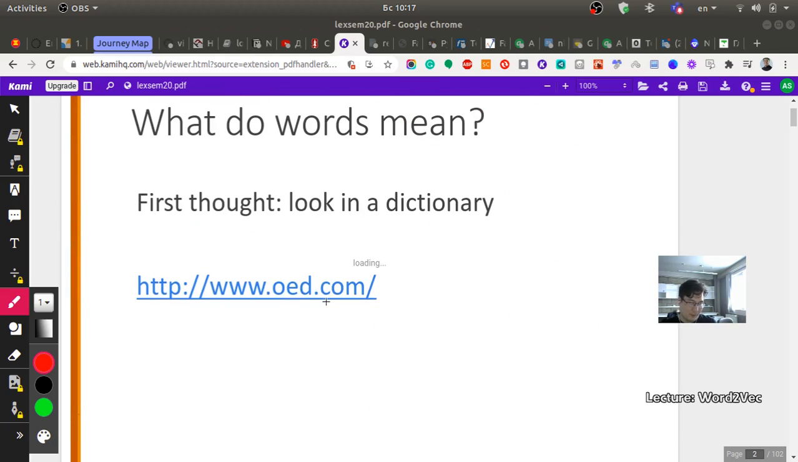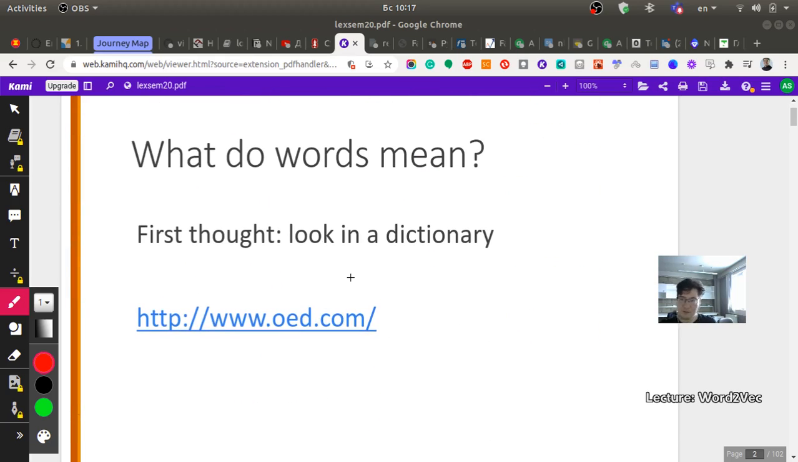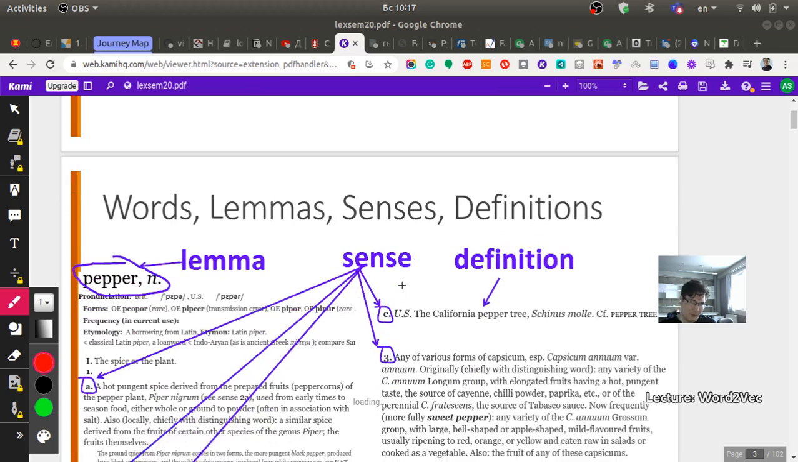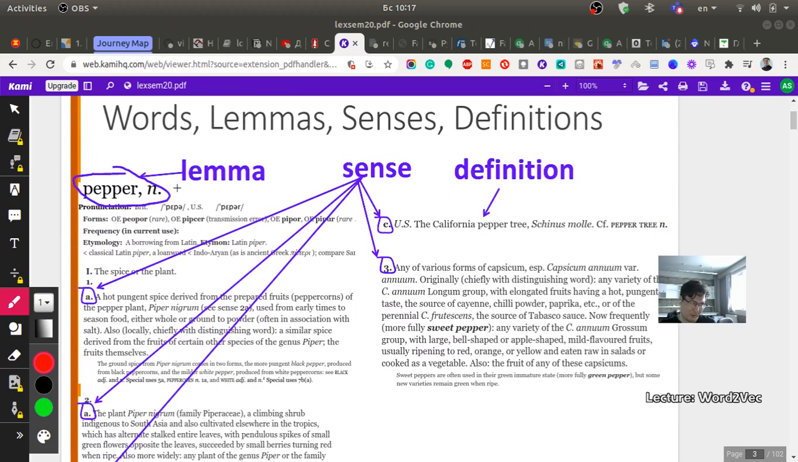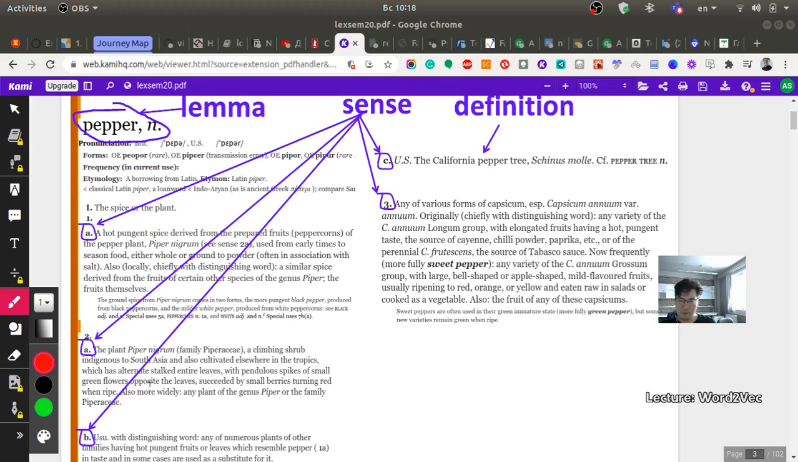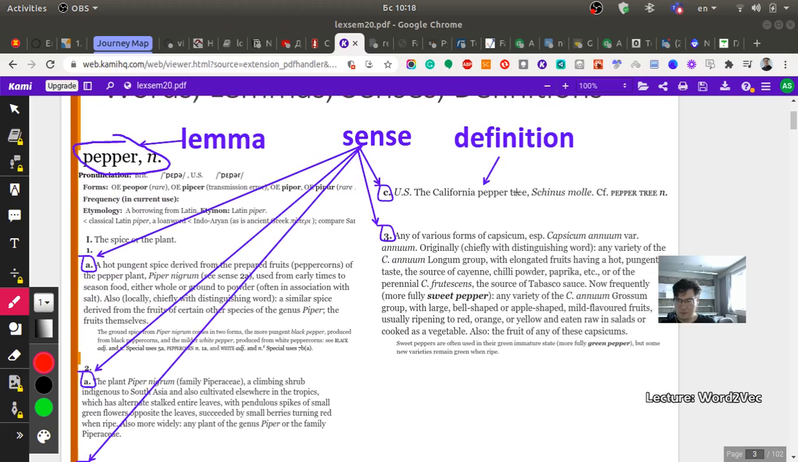So what do words mean? First, look in a dictionary. We can think about what words mean. They may mean many different things, like for example the lemma, which is like the root sense. For one word, pepper, there can be 3 or 4 senses and definitions, etc. Many times, most words have several meanings.